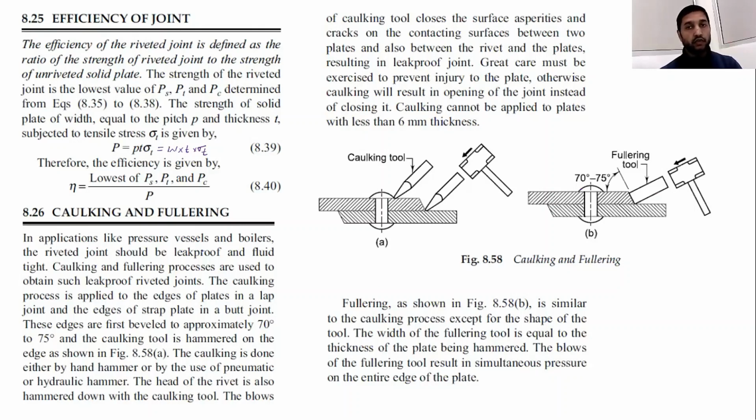And utmost care has to be taken here, because if we are hitting the voids that are opened, in spite of closing them, sometimes it may happen that you are opening the voids more. Okay, so utmost care has to be taken in order to close these voids. Okay, so fullering, as it is written over here, it is similar to the caulking process except for the shape of the tool. So caulking and fullering are the processes which are used to make the leak-proof joints or fluid-tight joints.